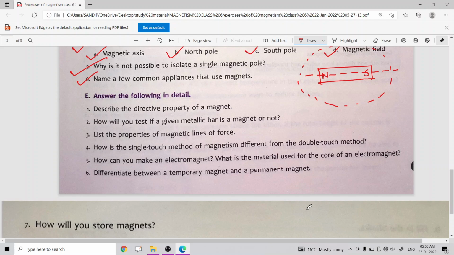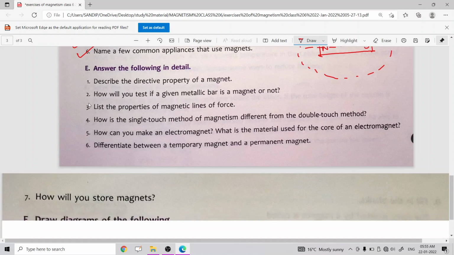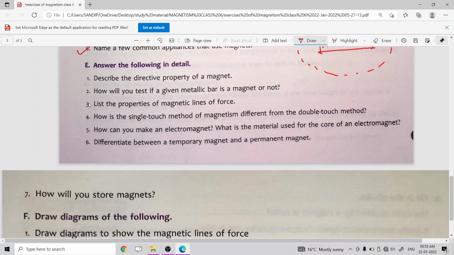Now we move to our next part, that is, answer the following in detail. Here you can see the questions. The first one is: describe the directive property of a magnet. Directive property was already discussed when we discussed properties of a magnet. You get the answer to this question there.